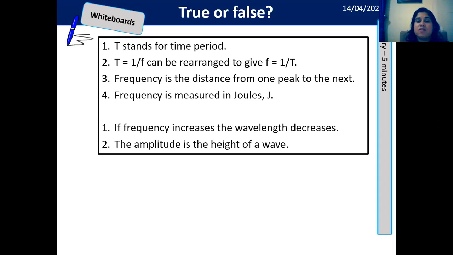Frequency is the distance from one peak to the next. Frequency is measured in joules. If the frequency increases, the wavelength decreases. The amplitude is the height of the wave. You have a few seconds to put true or false.